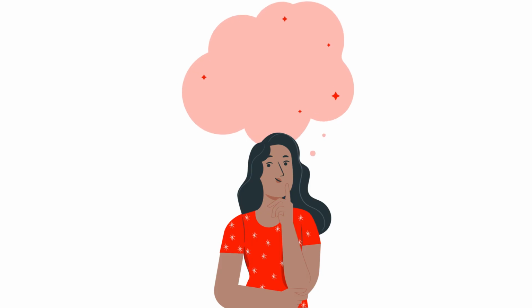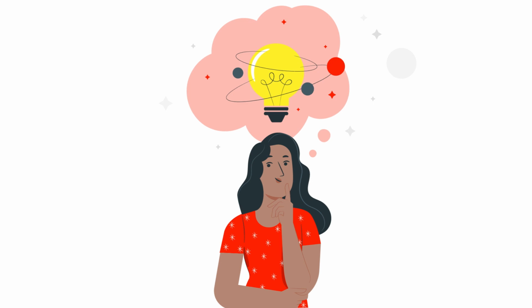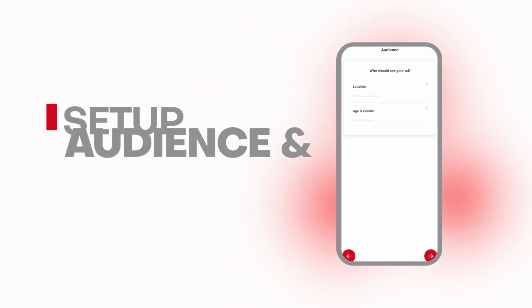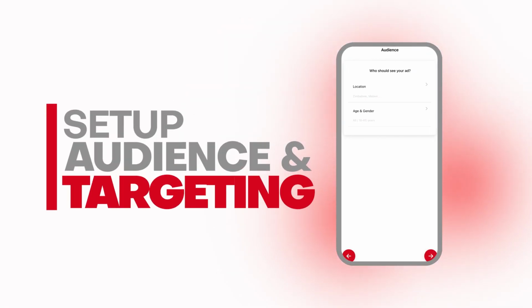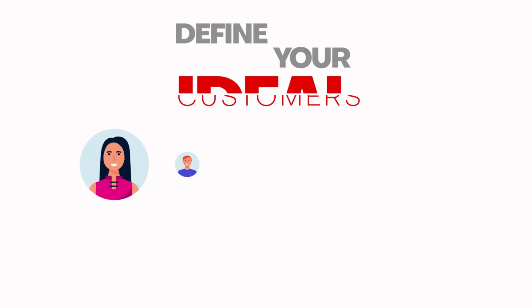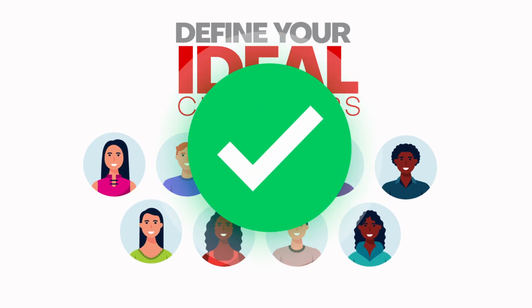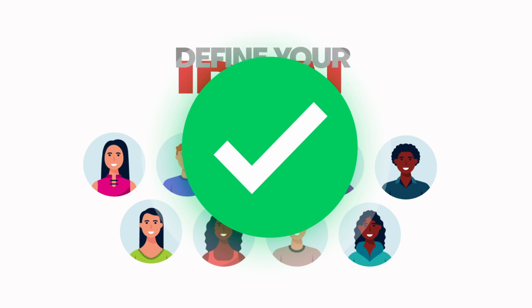Now, it's time to upload your media creative. Choose eye-catching images or videos that showcase your brand and message effectively. In step 4, set up your audience and targeting preferences. Define your ideal customers by selecting demographics, interests, and behaviors that best match your target audience.